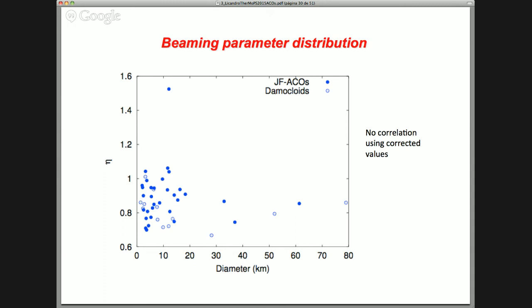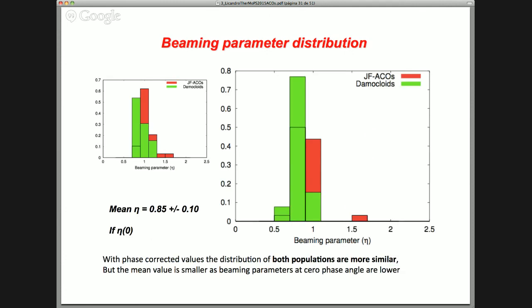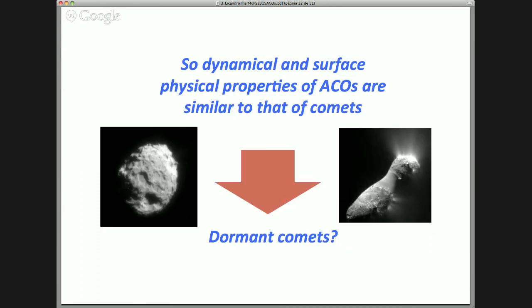And also, remember we have this eta distribution of Damocloids and ACOs. When we correct for this using our relation, we have a much more similar distribution. Right? I have never seen this done in the literature. I have never seen anybody correcting eta for the aspect angle and studying the distribution. No, I think it's correct. But so, ACOs move like comets, smell like comets. Let's say they are comets, right?